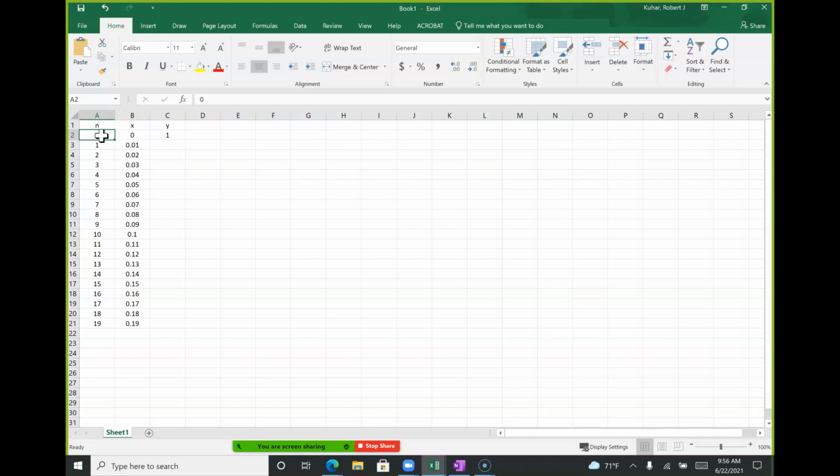And then I'm just adding 1. So to get that next cell there, you see I put in equals A2 plus 1. So I'm just adding 1 to the previous cell. And then I keep doing that. A3 plus 1, A4 plus 1. I just keep adding 1 to the previous cell.